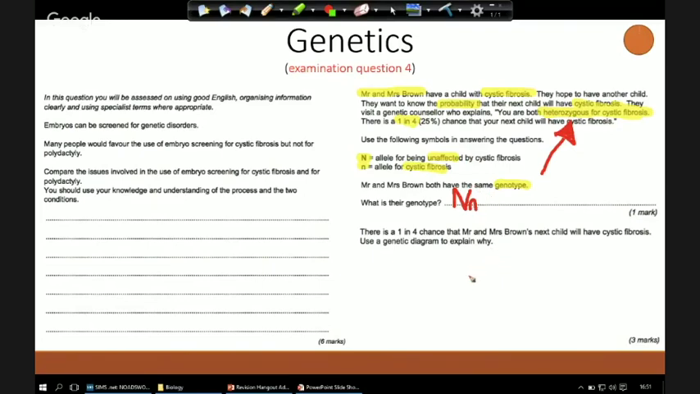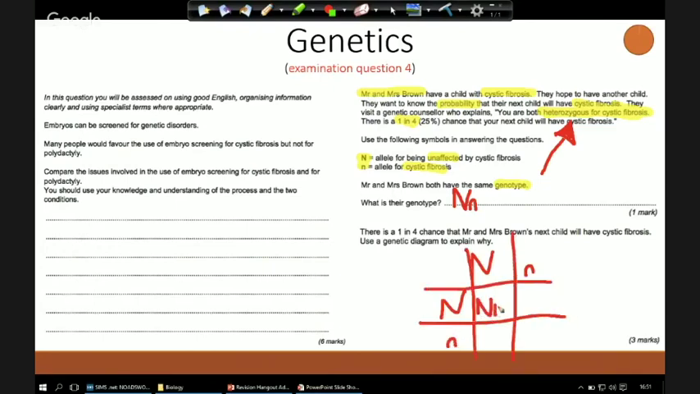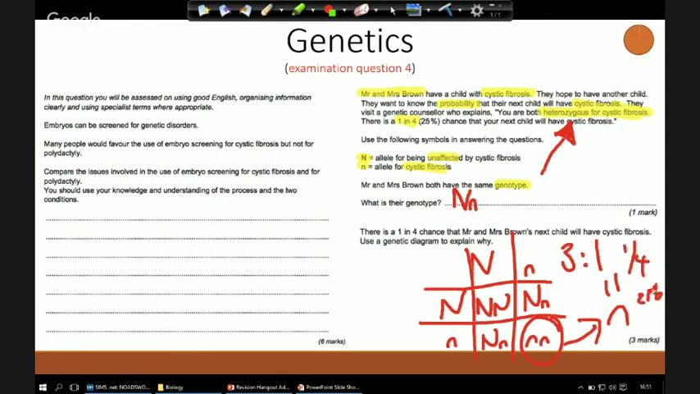If they're both big N, little n, what are their chances of 1 in 4? Why? Well, big N, little n, big N, little n gives us big N, big N, fine. Big N, little n, fine. Big N, little n, fine. Little n, little n. Potentially cystic fibrosis. That's a 1 in 4 chance, 25%.